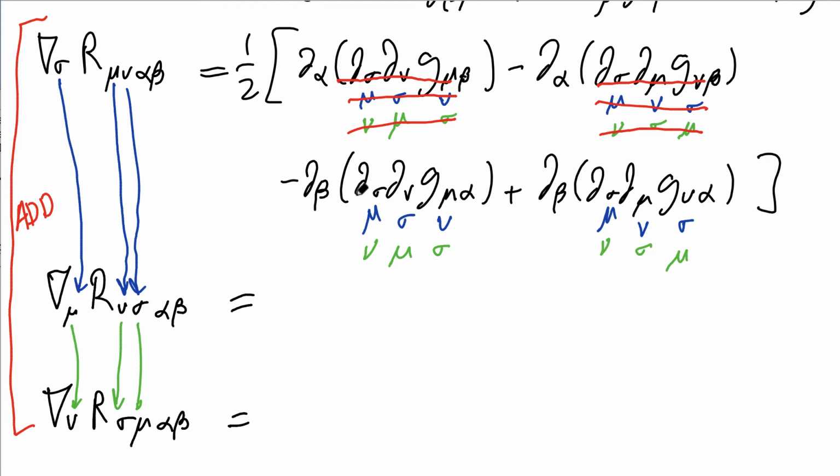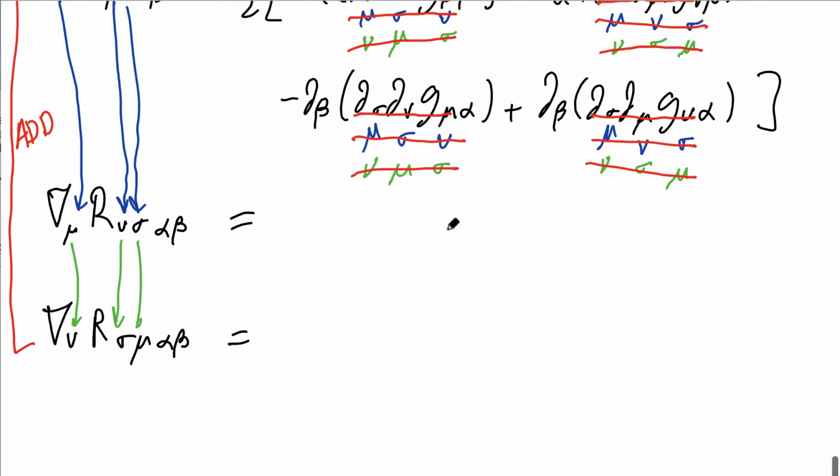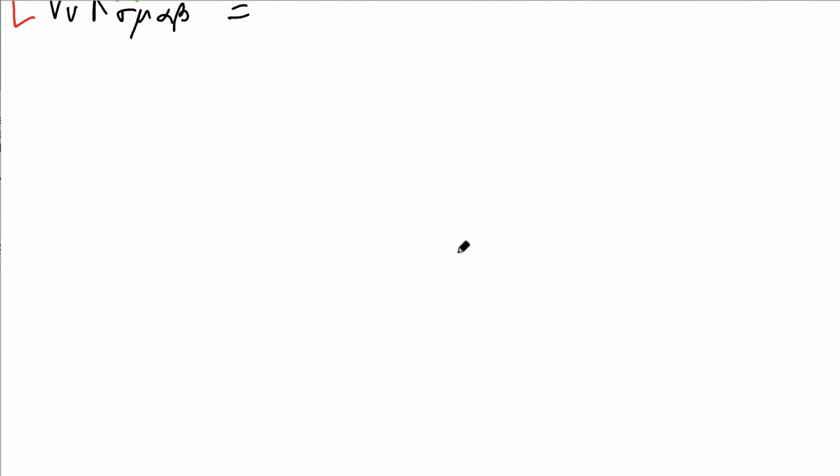And likewise, we can go through here and we have the same cancellation, sigma nu mu, reversing the order of sigma nu. Mu sigma nu cancels here, and this term cancels this term. So all of these added together give 0. So this is the Bianchi identity.